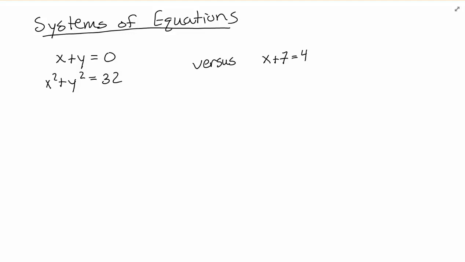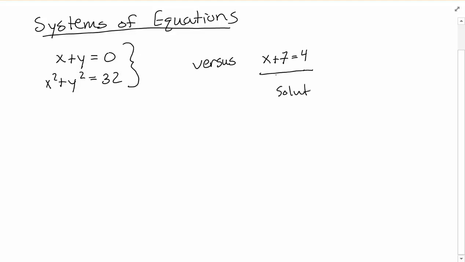Let's talk about systems of equations. On the left here, I have a system of two equations. There's two equations and two unknowns because I have an unknown x and an unknown y, and there's two of them. What that means is they both need to be satisfied at the same time, versus if you had instead over here on the right just x plus 7 is equal to 4. That's one equation and one unknown. It's not a system. There's just one of them.